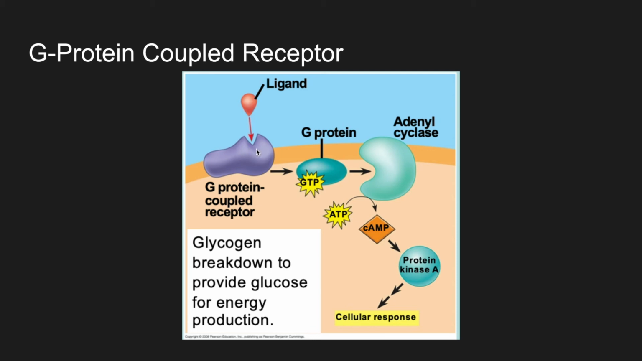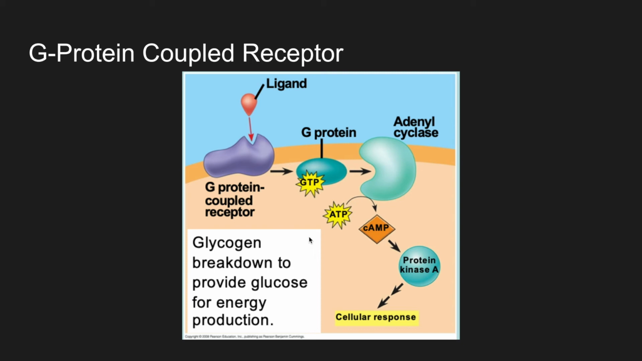Specifically, in understanding this system, you need to know that a ligand comes and binds to G protein coupled receptor, and this causes G protein to detach from the coupled receptor and interact with adenyl cyclase, which is another membrane protein. And here, ATP activates cAMP to interact with protein kinase A and invokes cellular response. And the cellular response in this case is glycogen breakdown.